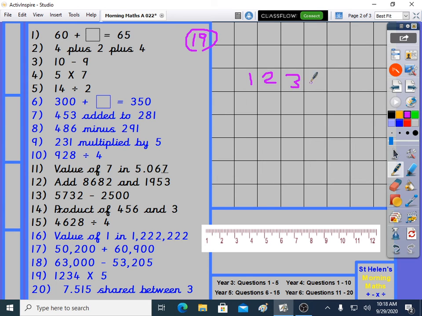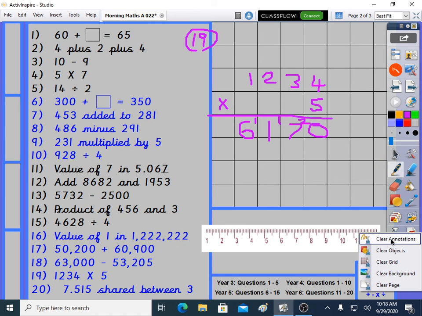Question 19. Let's do a purple one. 1,234 times 5. You can get quite quick at these in the end, but most important thing is always accuracy. Accuracy is more important than speed. 6,170. And I will check over my times tables every time to make sure I'm okay. 6,170 and we're on question 20.